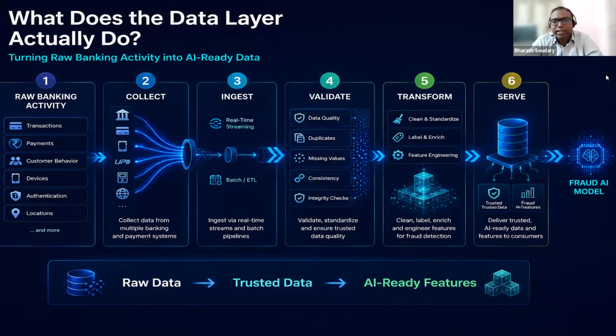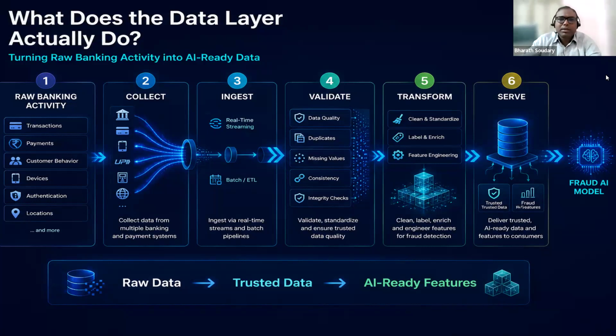For example, the transaction time is 11:42 p.m. It can be a late night transaction, true or false. Serve. The final trusted data is made available for the fraud AI model. The data layer does not simply store the data, but it converts the raw banking events into trusted, standardized, and AI ready information.